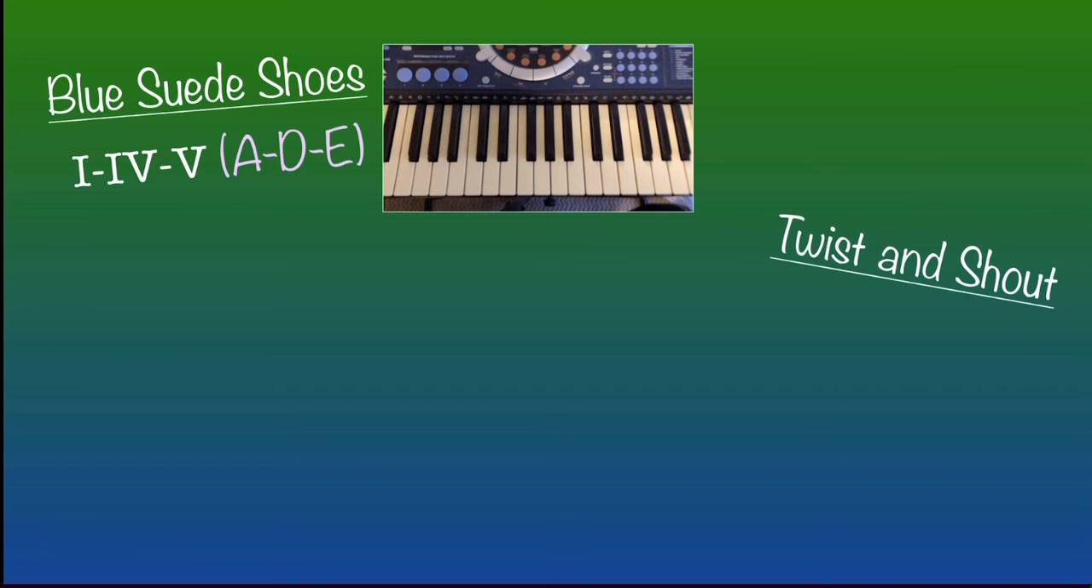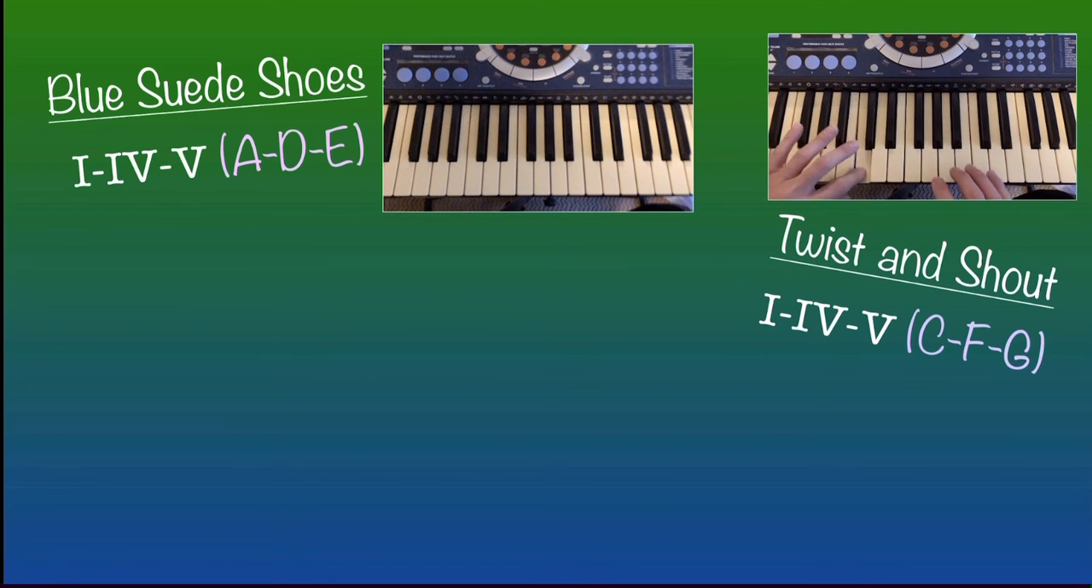Twist and Shout by the Beatles. Again, it's 1-4-5. I'll do it in the key of C. And it's really easy. The key of C, again, are all the white keys. And if you noticed, I played C. And then I played the fourth white key away, which is F. And then I played the fifth white key away, which is G, the 1-4-5 progression.